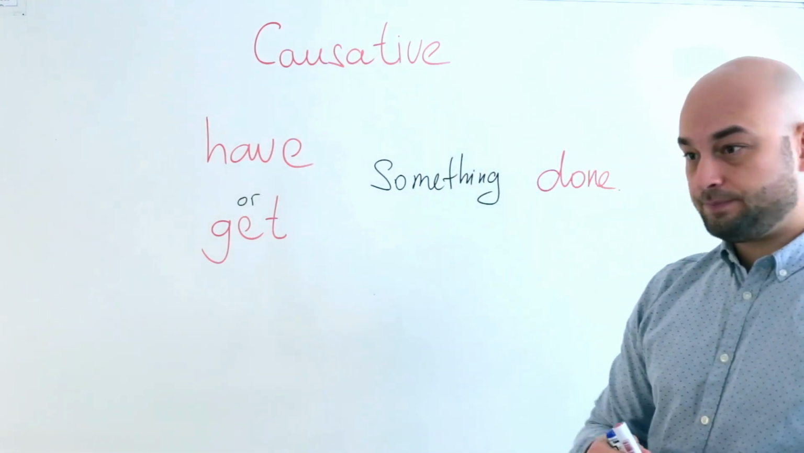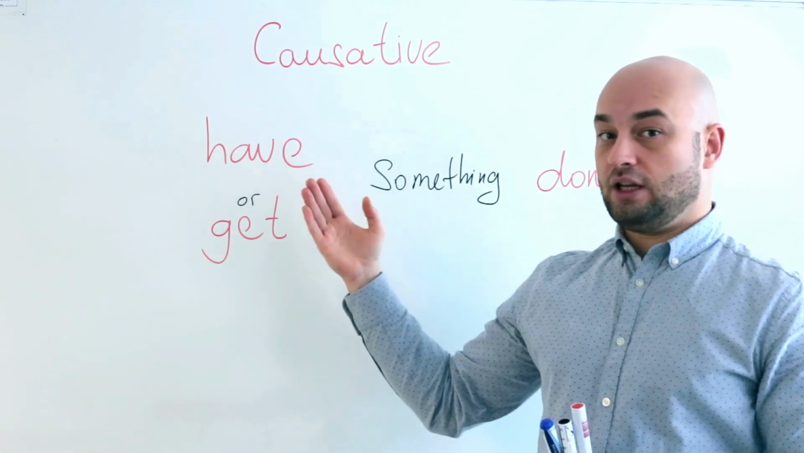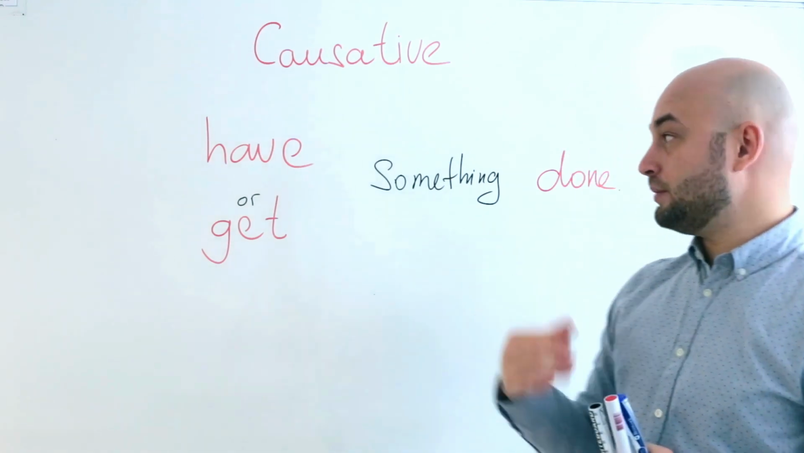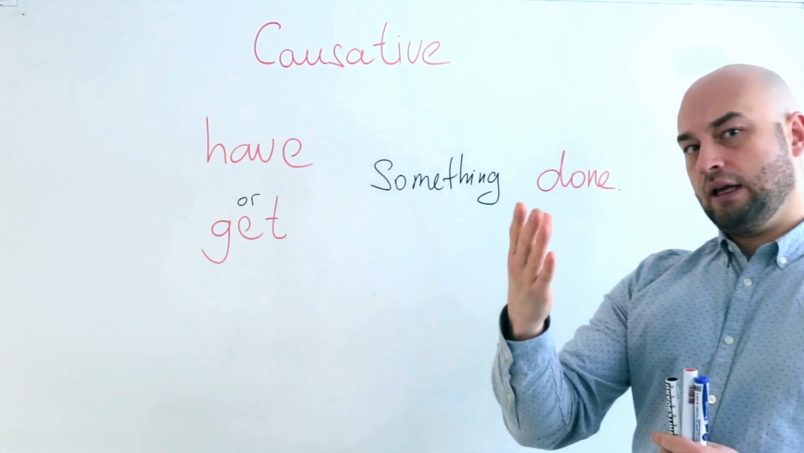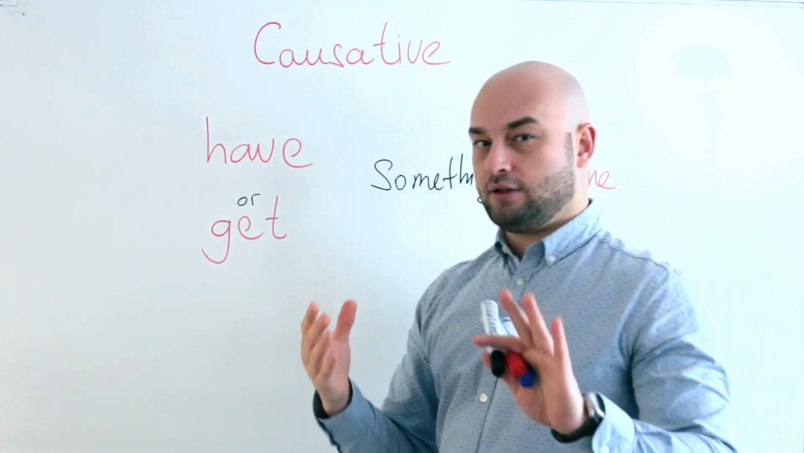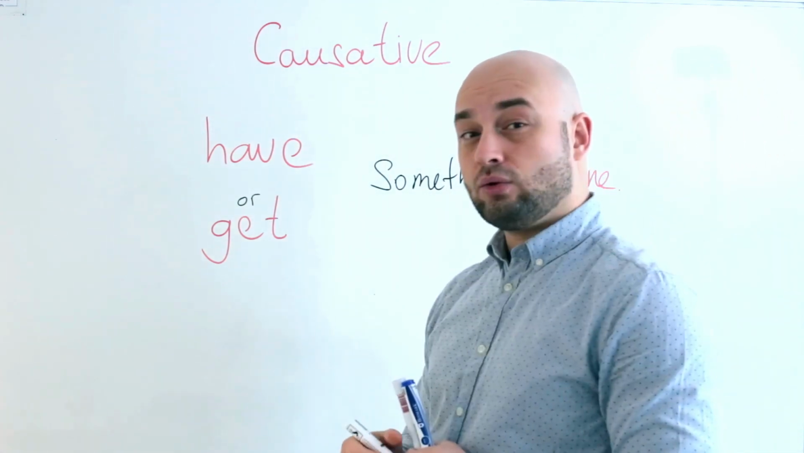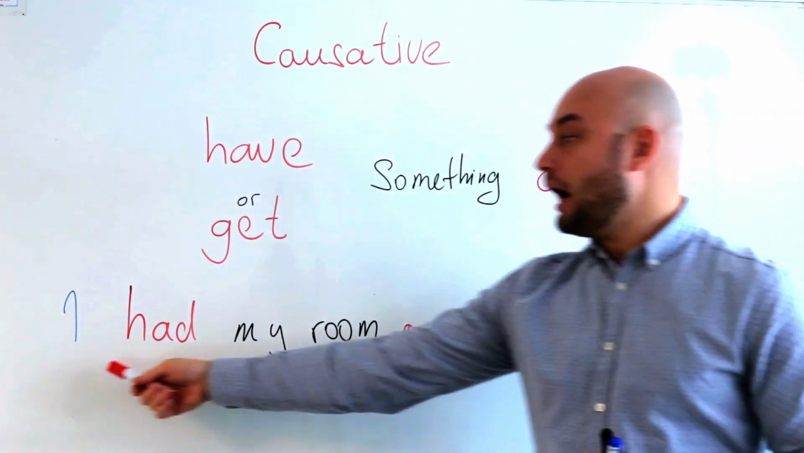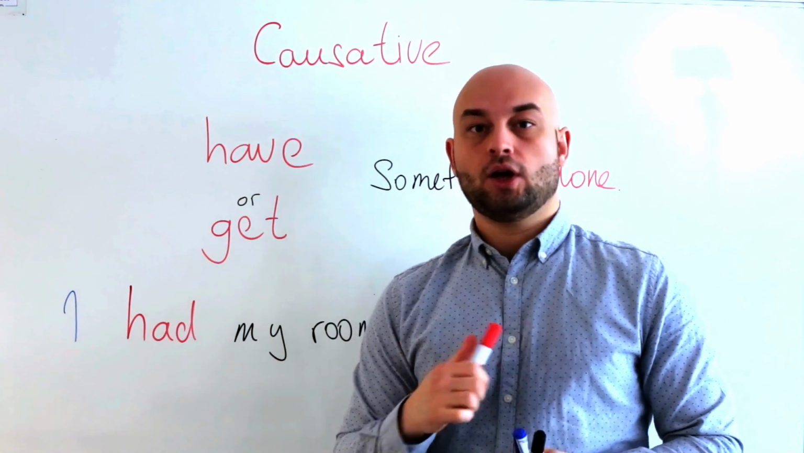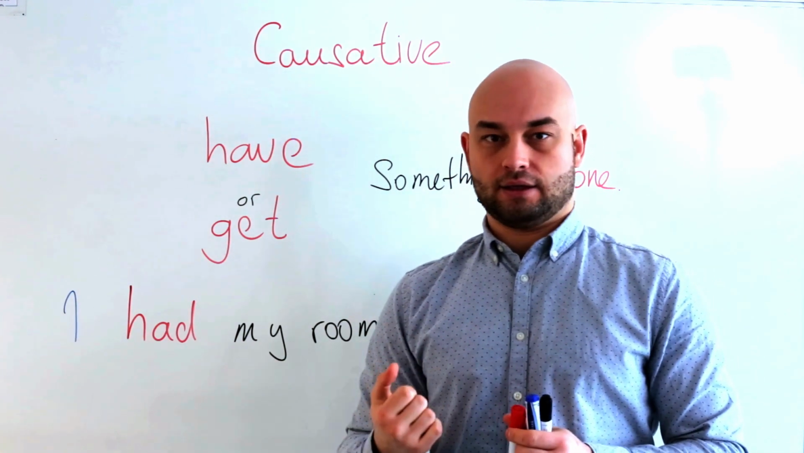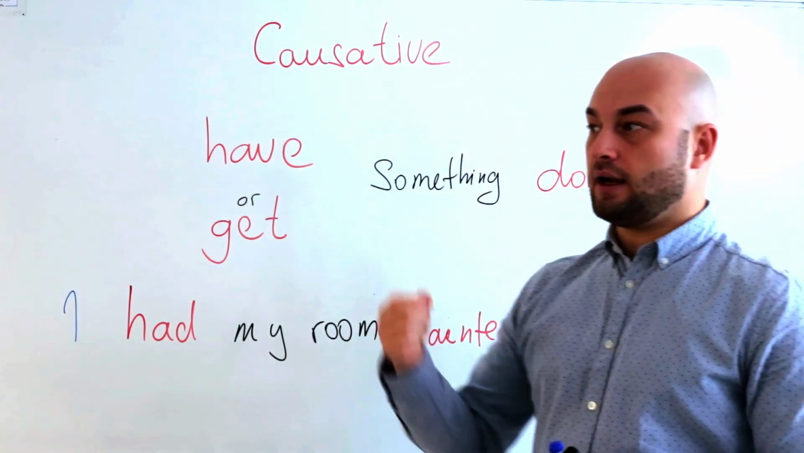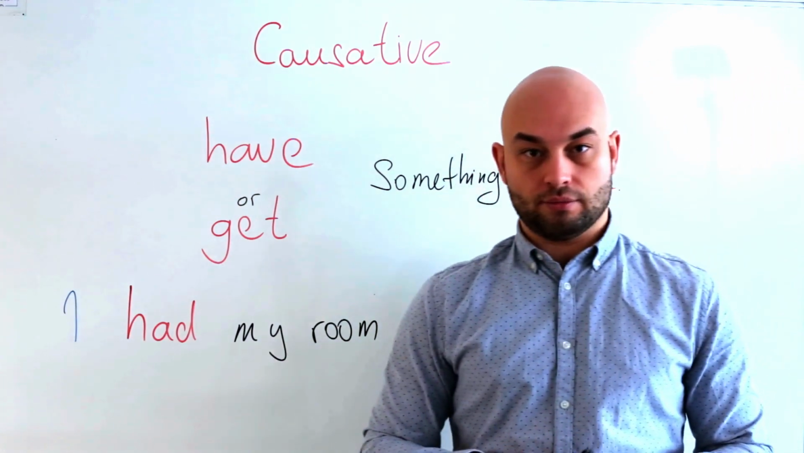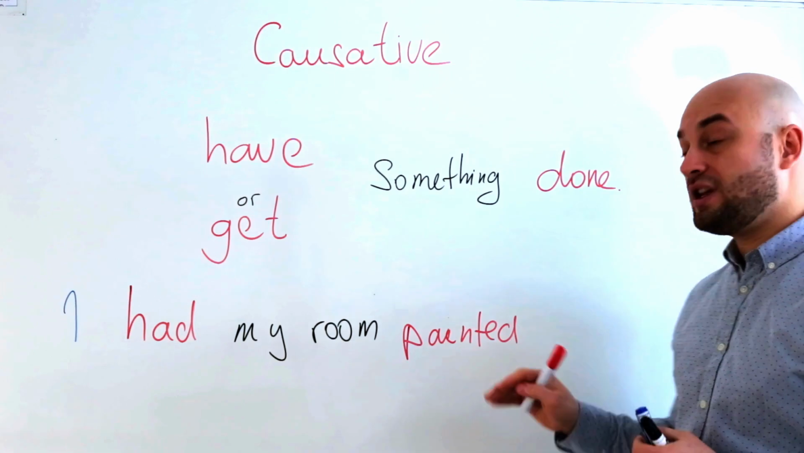The causative means that somebody is not performing the action, but has someone else perform the action instead. It's a bit difficult to imagine until you get an example. So let's look at the following example. I had my room painted means I did not paint my room. I had somebody else paint it. So I probably called a worker and hired a worker or several workers who came and painted my room. Somebody else did it, but I'm not saying who.